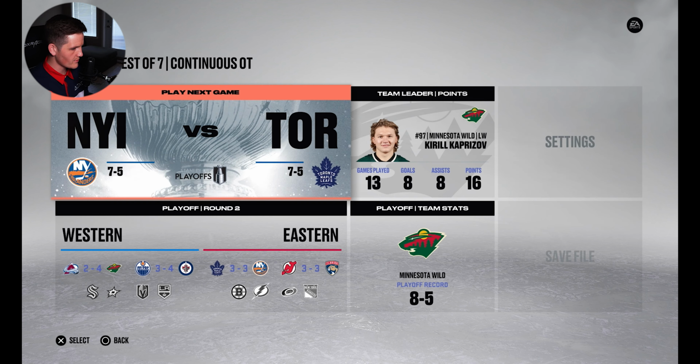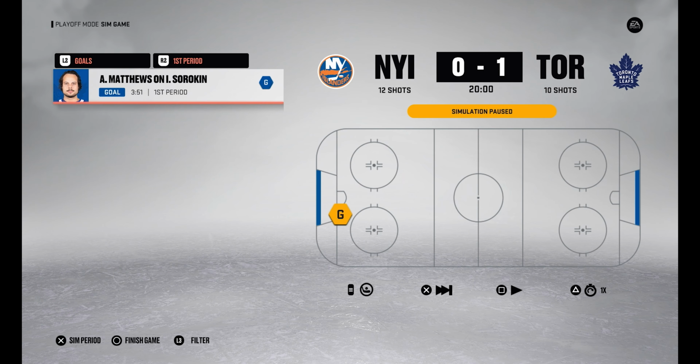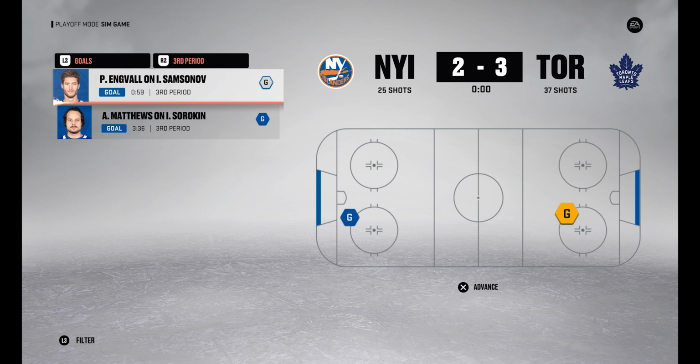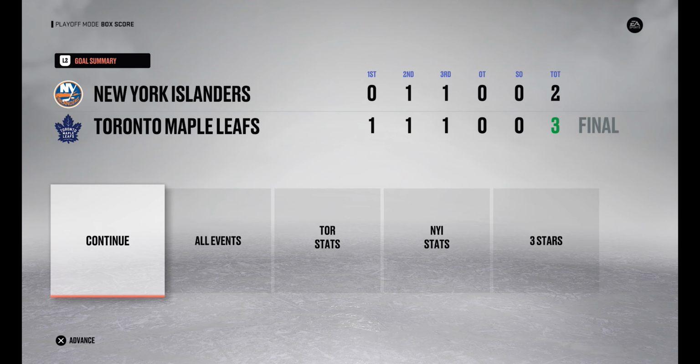Game 7 between the Toronto Maple Leafs and the New York Islanders. Here we go, period by period. You know the deal, Austin Matthews scores. At the end of the first, it is 1-0 Toronto. End of the second, 2-1. We got Ryan O'Reilly scoring as well as Brock Nelson. 3-2, the Leafs move on. We got Matthews scoring again as well as Engvall. And the Leafs move on to the Eastern Conference Finals, who they will play.